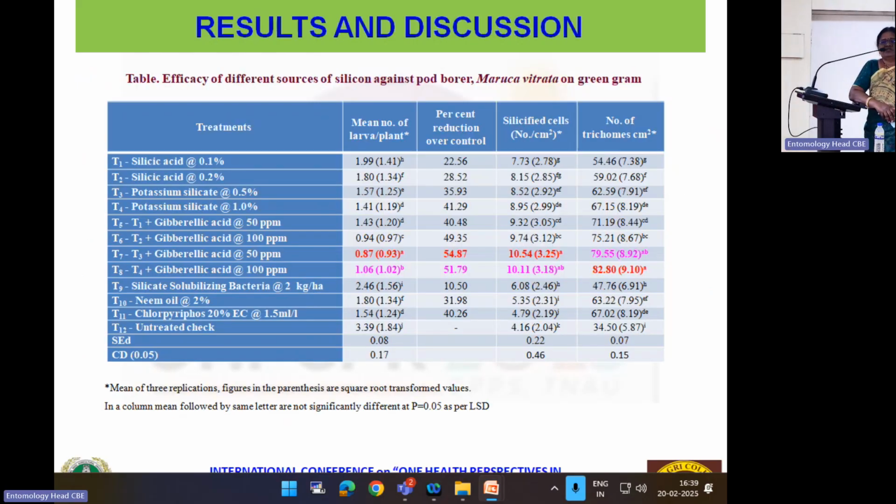And this is the result of the study. Among the 12 treatments, the mean number of Maruca vitrata larvae per plant was significantly less in the treatment with potassium silicate 0.5% and gibberellic acid 50 ppm, that is T7, with a percent reduction of 54.87%. The number of silicified cells was highly significant in the treatment, and the number of trichomes was also significant in potassium silicate 1% and gibberellic acid 100 ppm, followed by, but on par with, potassium silicate and gibberellic acid 50 ppm.